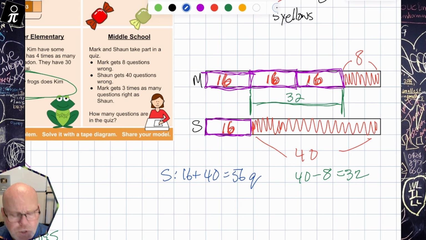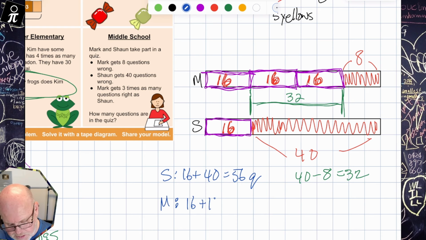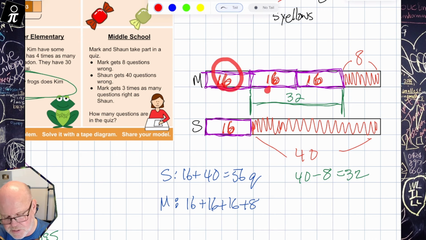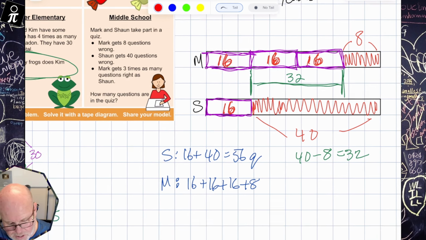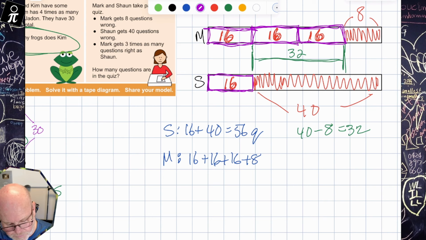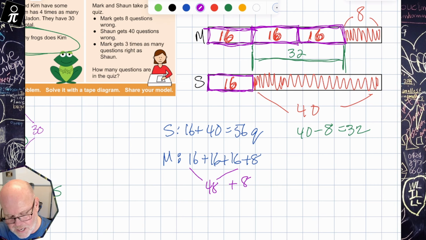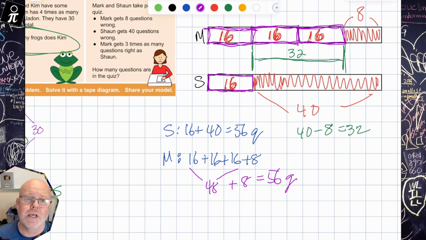Oh, quiz. Just to make sure we could do Mark. Now Mark is 16 plus 16 plus 16 plus 8 right here. Let's verify that that also adds up to 56. And sure enough, let's see. 16 plus 16 plus 16, that's 48. And then 48 plus the remaining 8 right there gives us 56 questions. So there's 56 questions on that quiz.